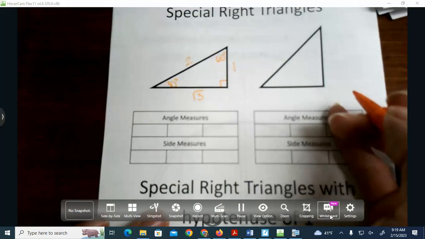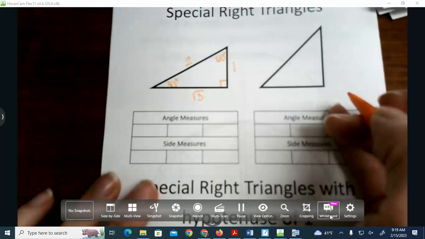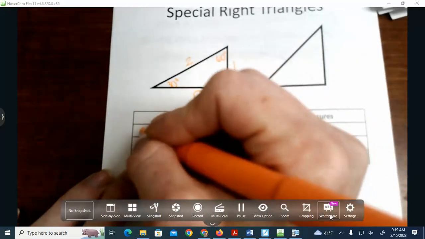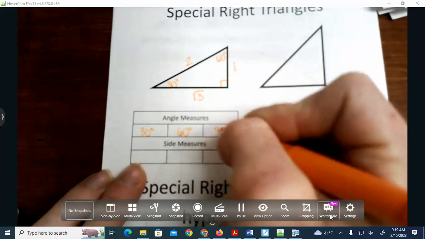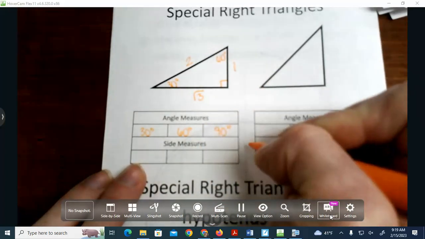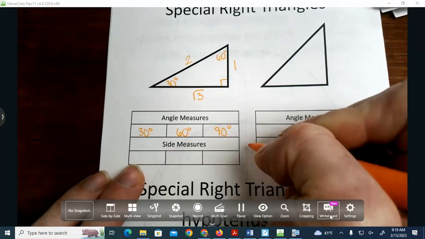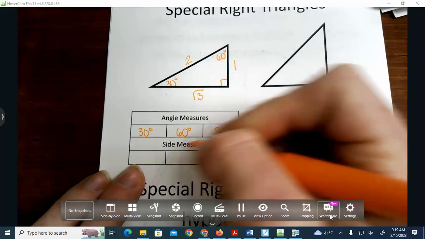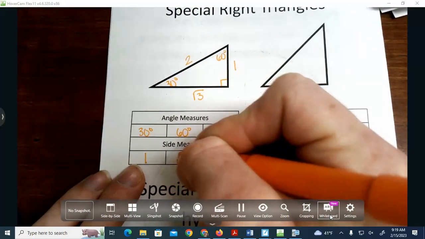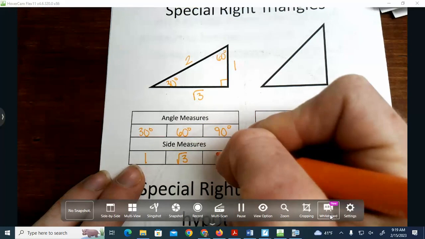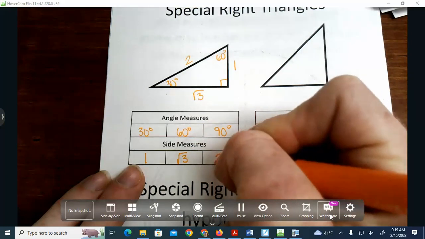And so in that triangle, my 3 angles are 30, 60, and 90. And then the sides, the side opposite the 30 had a length of 1, the side opposite the 60 had a length of radical 3, and the side opposite the 90 had a length of 2.